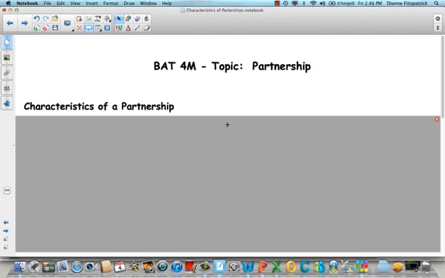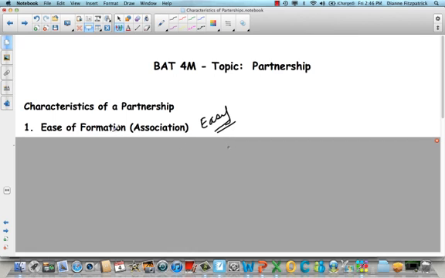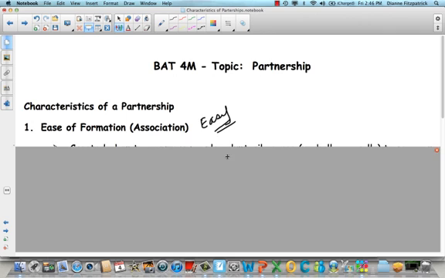Okay, so what are some characteristics of a partnership? The first one is ease of formation, and it's exactly what that means. It's easy to form. It's much easier to form a partnership than a corporation. So when you see ease of association or ease of formation, that means ease of starting the partnership.